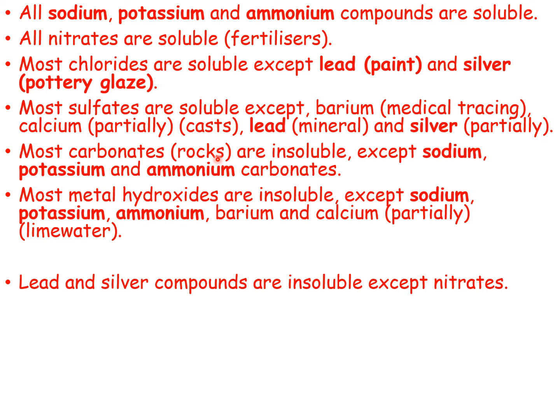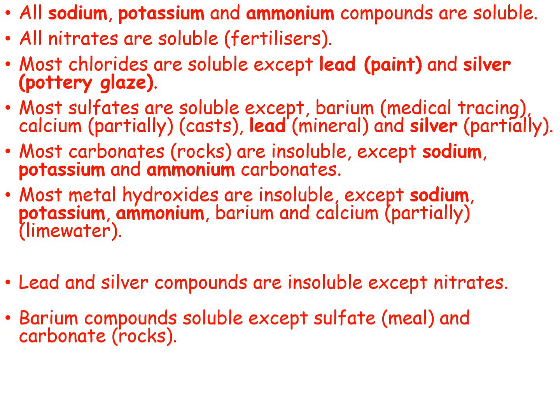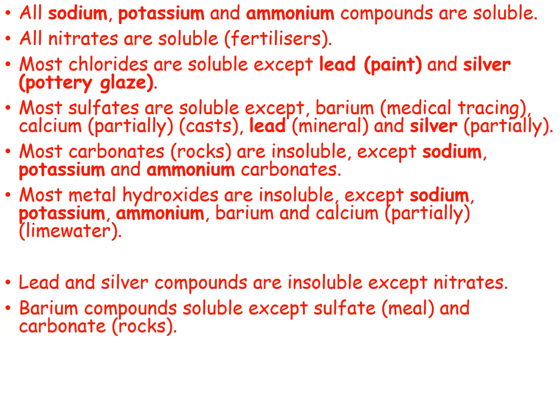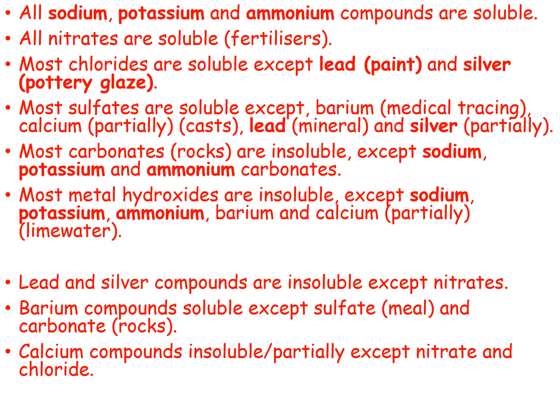Your other rules that you can remember, which go across in that table, and your lead and silver compounds, which are at the bottom of your table, if you can remember, and they're insoluble except for your nitrates. Barium compounds are all soluble except for sulfate, which is your meal, and your carbonate, which is rocks. And calcium compounds, they're partially insoluble except your nitrate and chloride.